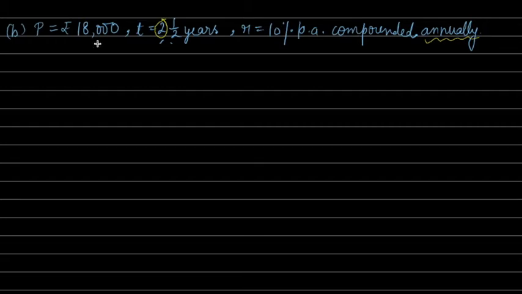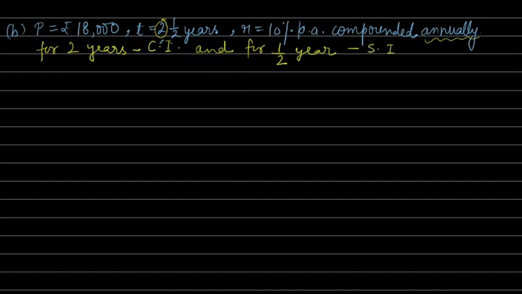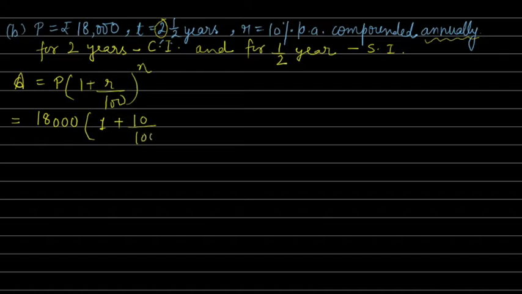So the principal is given 18,000, and how will we calculate the amount? For 2 years we will be calculating compound interest, and for half a year we will calculate simple interest. So let's begin. First we will calculate the amount. Amount is principal times 1 plus r upon 100 raised to the power n. How much is the principal here? 18,000. 1 plus rate is 10 upon 100, and for how many years are we calculating?